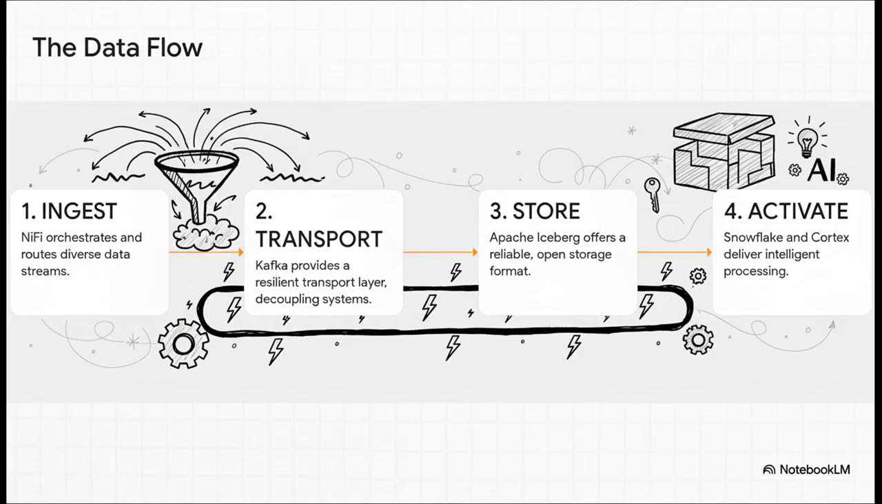First, NiFi grabs it, figures out what it is, and sends it on its way. That's step one, ingest. Second, Kafka picks it up and transports it reliably through the system. That's our transport layer. Third, it lands safely in storage, organized by Apache Iceberg. That's store. And finally, it's time to put it to work. Snowflake and Cortex activate it, analyzing it and using AI to pull out valuable insights. See that? It's a beautiful, coherent flow from raw data to real intelligent action.